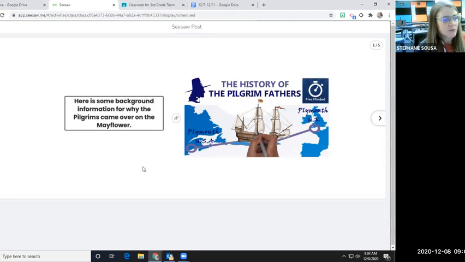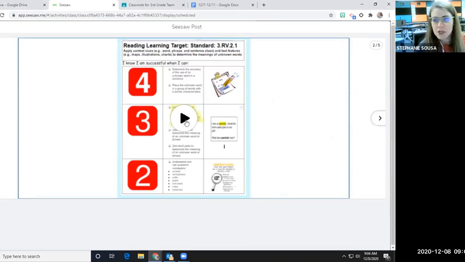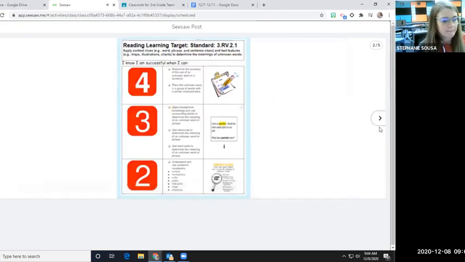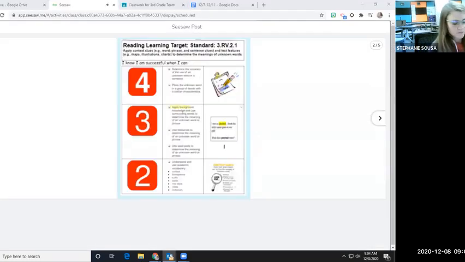Our goal is to continue to build background information on the Pilgrims and why they came over on the Mayflower, and it is also to continue practicing our context clues. As a reminder, today we are going to be continuing on with applying context clues and text features to determine the meanings of unknown words. We are going to be applying background knowledge and using surrounding words to determine the meaning of unknown words or phrases. A phrase is more than one word put together that has meaning to it when used.